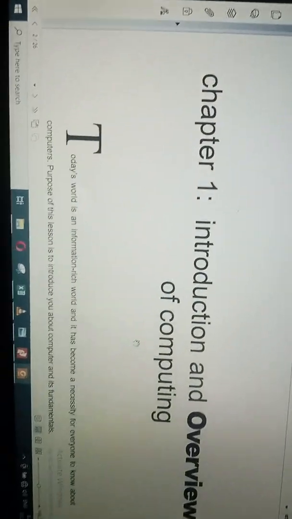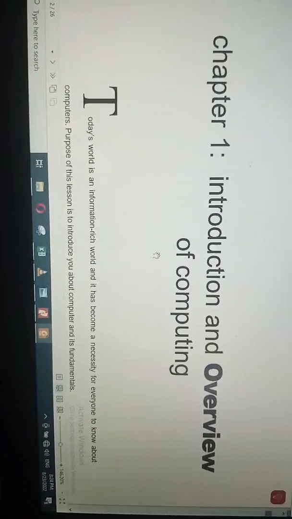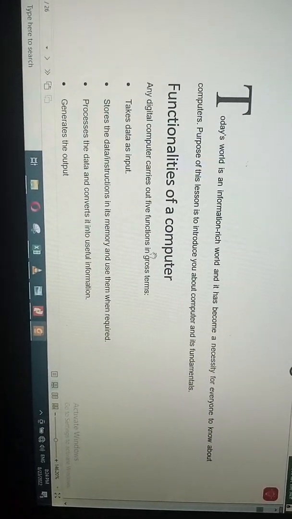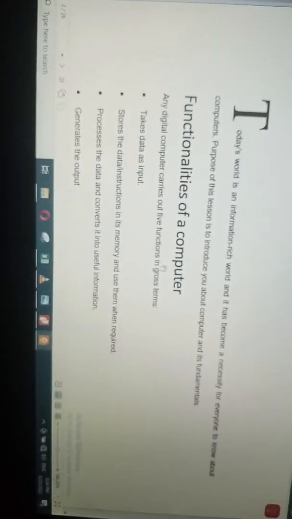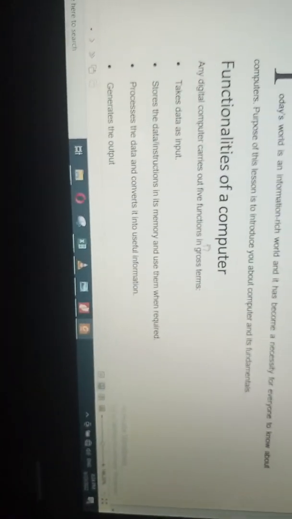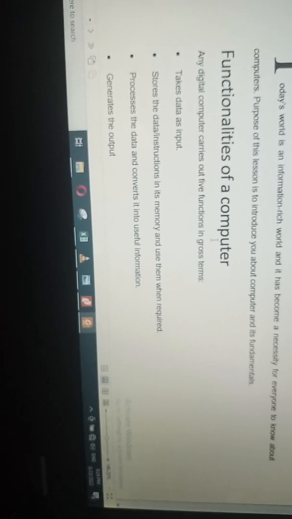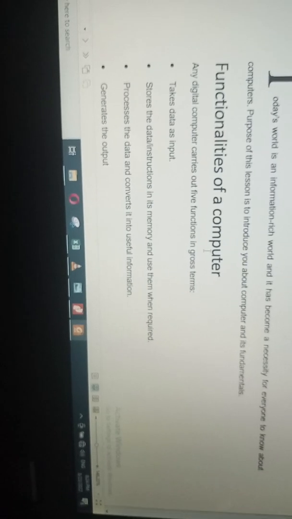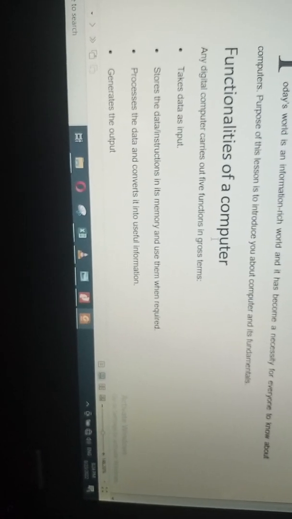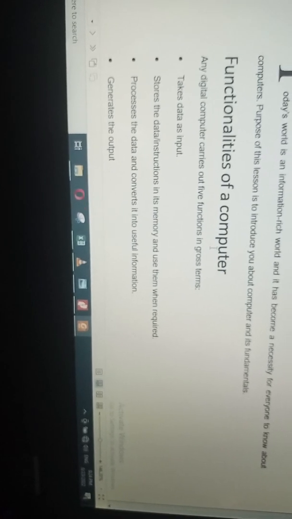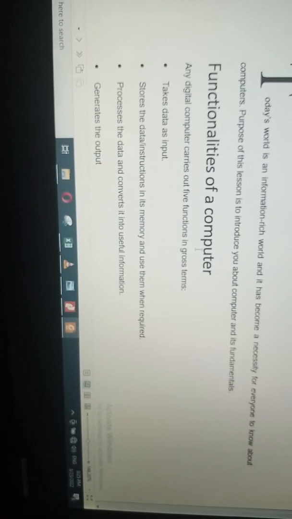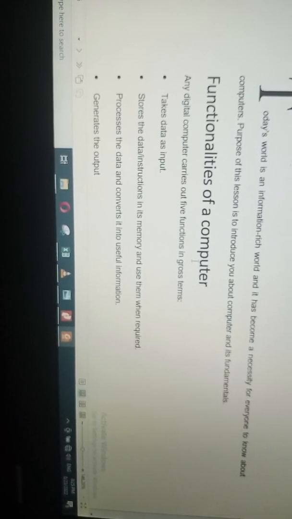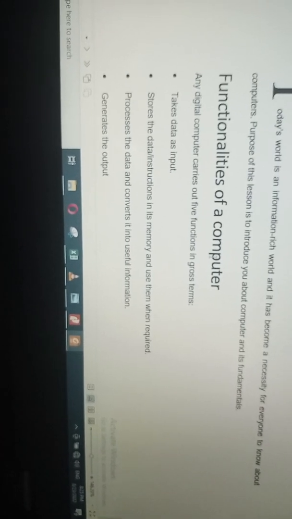So scroll down, we start with chapter 1, which is Introduction and Overview of Computing. So generally, when we talk about computing, we are talking about a computer world, and a computer world is a world that, in this our time, is difficult to function without the knowledge of the computer. That is why it is important for us to go about learning about computing.